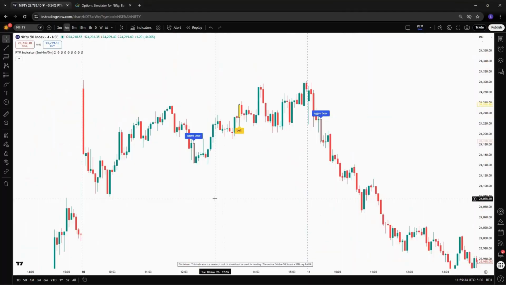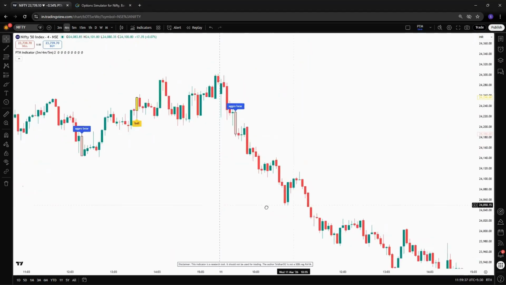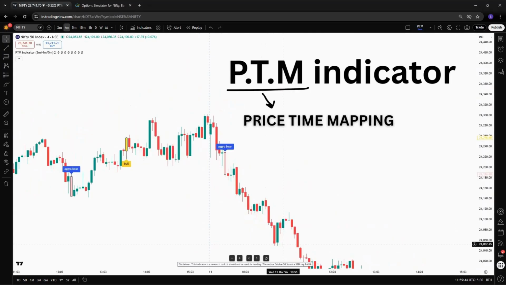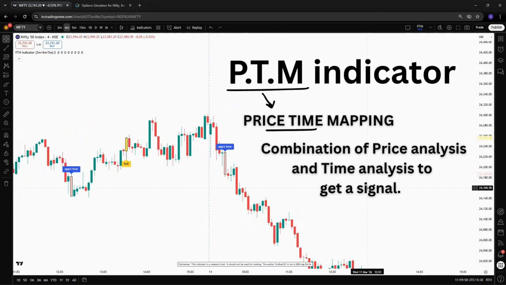What I want to tell you about the PTM indicator is very, very simple. It's a basic concept. Learn the meaning of PTM indicator first. PTM stands for price time mapping. All right, this is my research and my invention. This is something which I don't talk about in the public space. So far, that full form is more than enough. We combine some price analysis and some time analysis to make the calculations to get the signals.